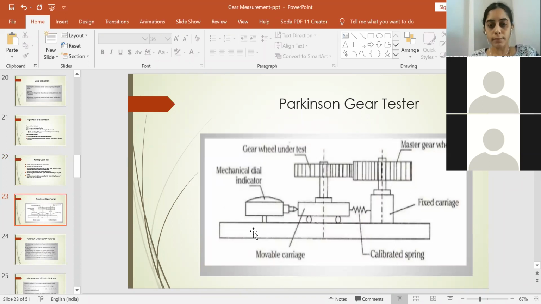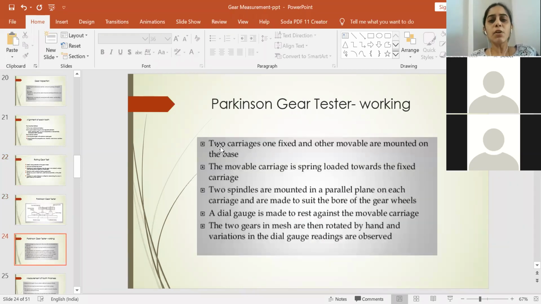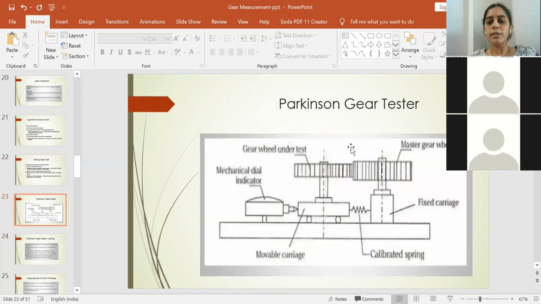How does it look? It consists of two carriages, one fixed and the other movable. This is the fixed carriage and this is the movable carriage.